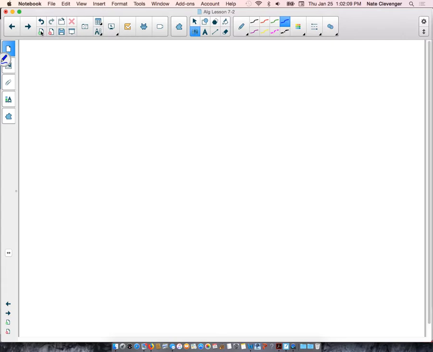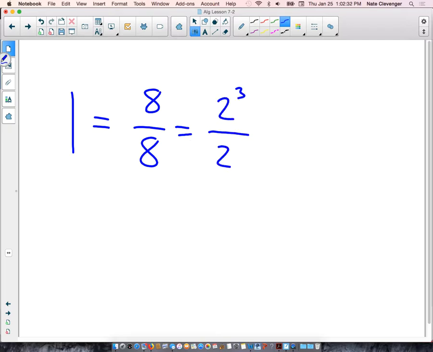But to prove this, what I'm going to do is work backwards. I'm going to start with the value of 1. Okay, that's what it equals. And I'm going to rewrite 1 as, let's do 8 over 8. Everybody agrees with that? Right? Now I'm going to rewrite 8 as 2 to the 3rd over 2 to the 3rd.